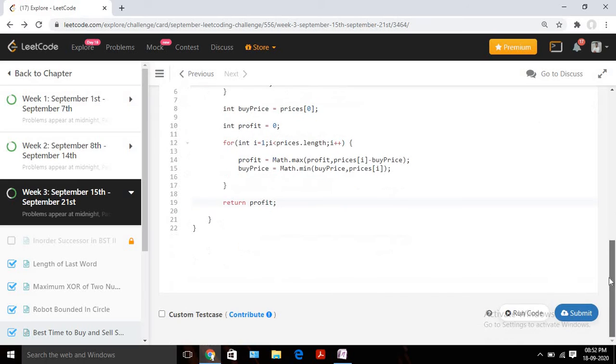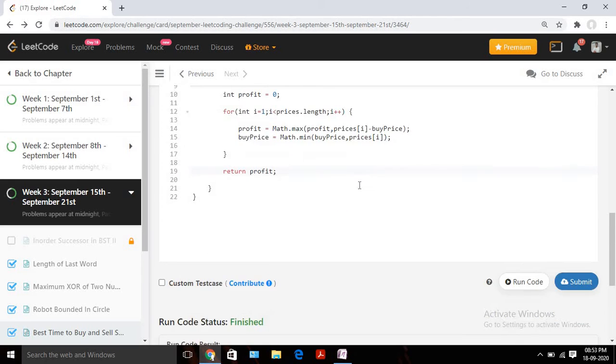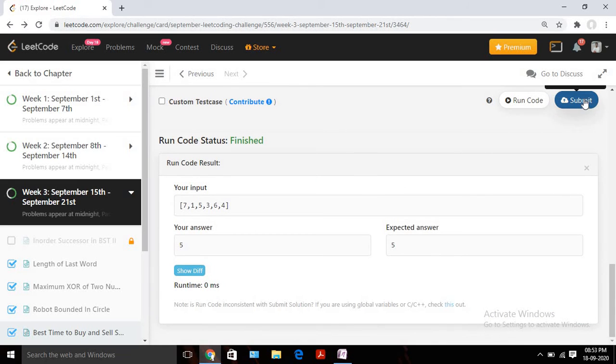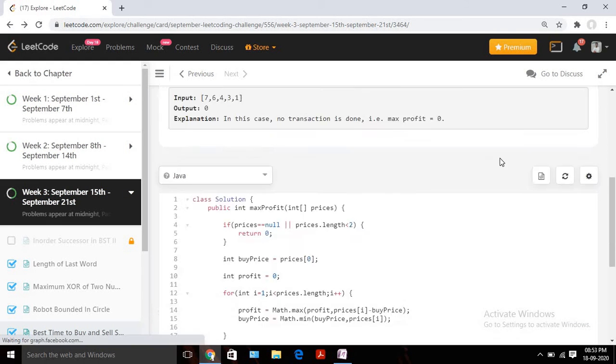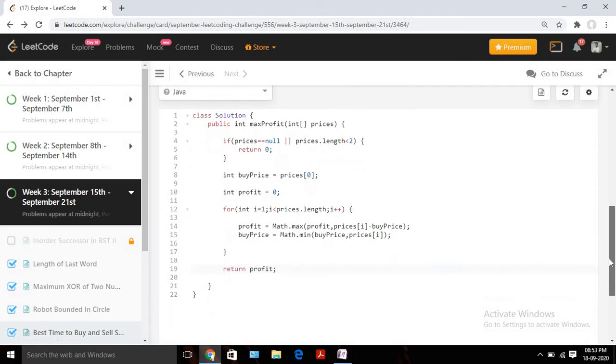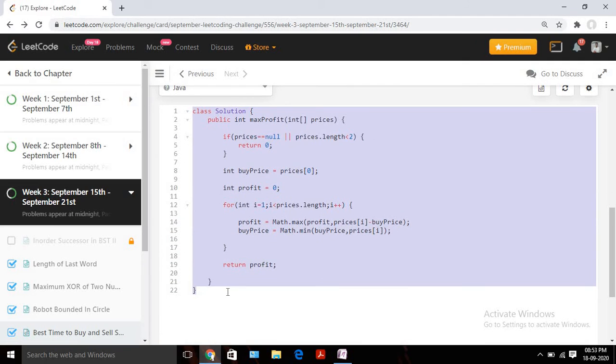Let's quickly run the code and check whether it's compiling or not. Okay, I think it's giving us the expected answer. Let's quickly submit it. Then we will try to analyze the code once again. Okay, I think our solution is accepted. Now let's quickly analyze the code. Then we will try to analyze the time and space complexity also.